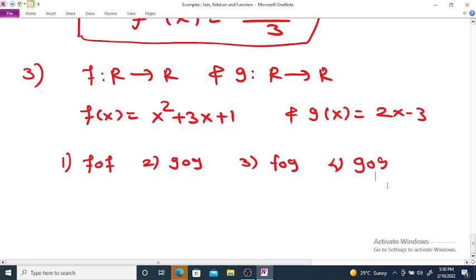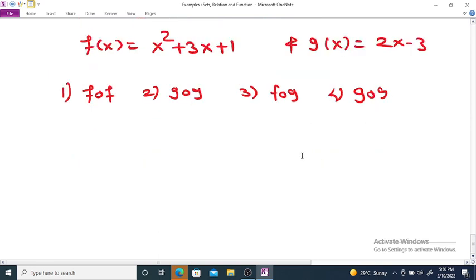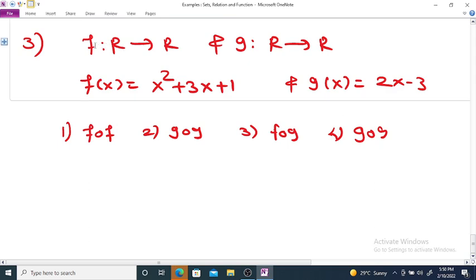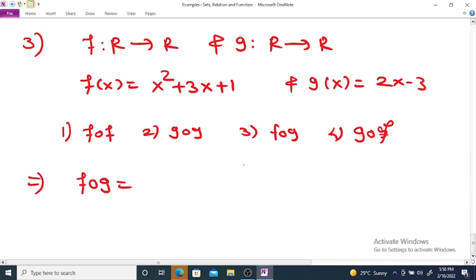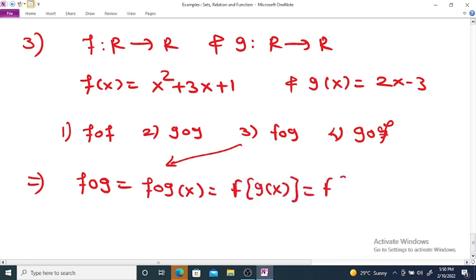Now here all these composite functions exist, f o g, g o g, g o f, because here the domain and codomain of f and g are the same. So first, if we try to find f o g, then f o g of x is equal to f of g of x.